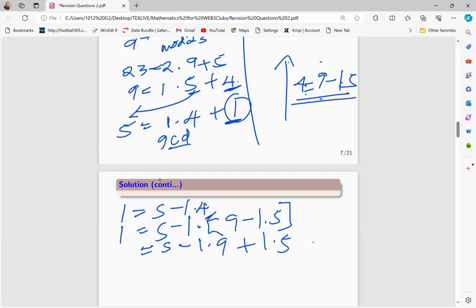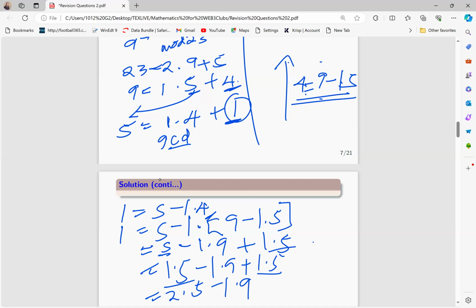So 1 times 9 is 1 times 9. Negative 1 times negative 1 times 5 is like we have 5. So this one is basically 1 times 5. This is 1 times 5 plus 1 times 5. So you change this one to 1 times 5, like 1 times 9 plus 1 times 5. You collect like terms, which will become 2 times 5, minus 1 times 9.